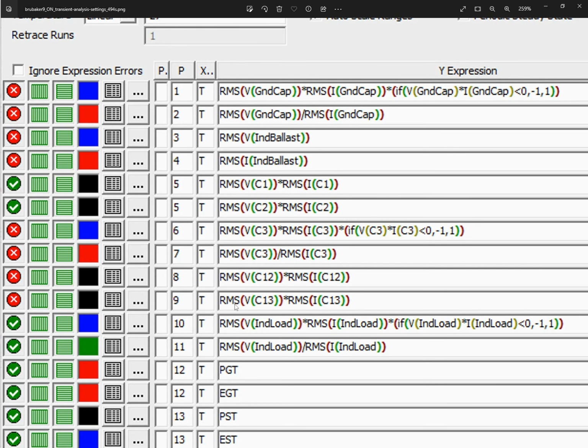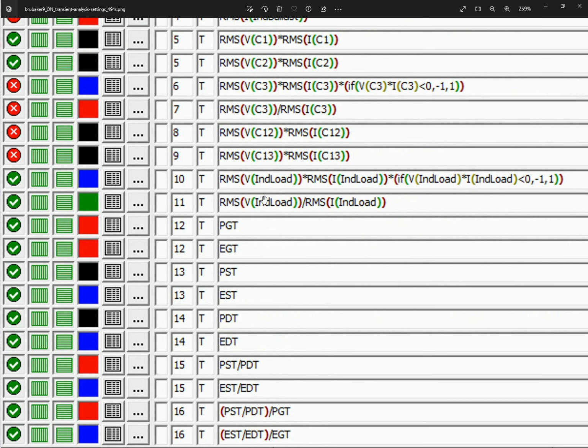So let's see, I've got to move down here. If you use PGT or EGT, you won't get an error message, even though there's no source. You know, because that's what it would be doing. It would be focusing on the source. So because there's no source, the outcome is very interesting.